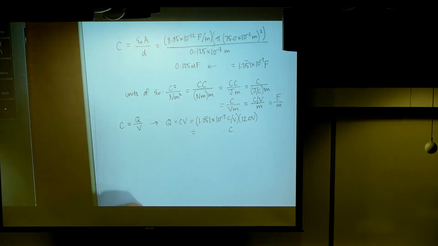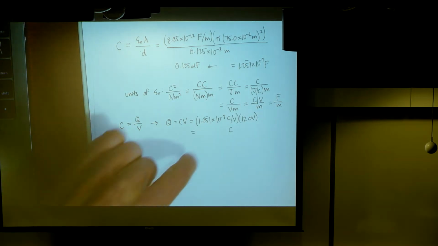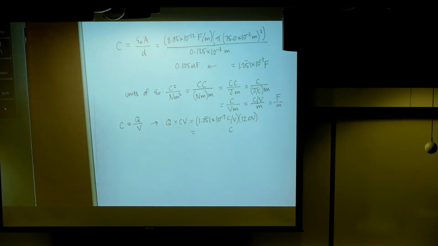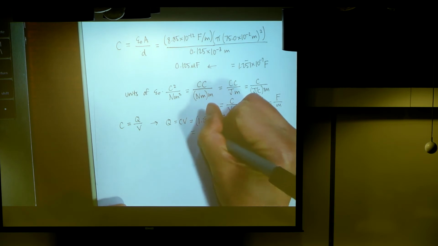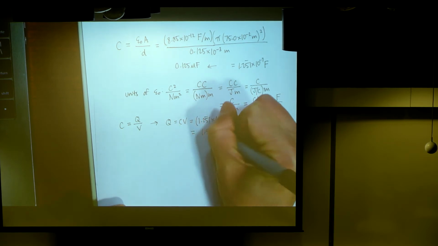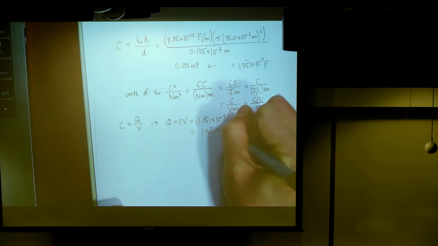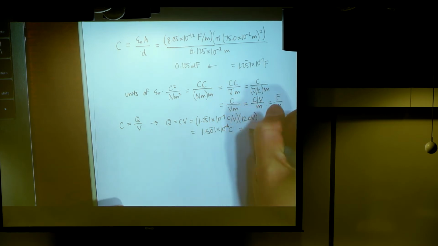We're going to get some number of coulombs of charge appearing on the plates. What does that work out to? Yeah, 1.50, keep 3 sig figs, times 10 to the minus 6 coulombs. So I could write that as 1.50 microcoulombs. Okay?